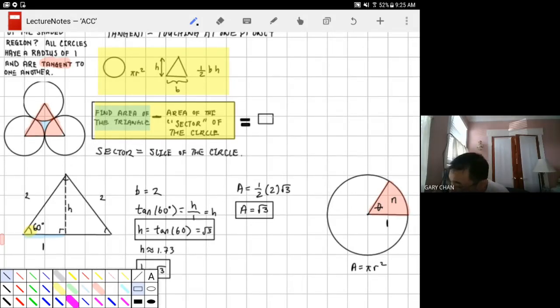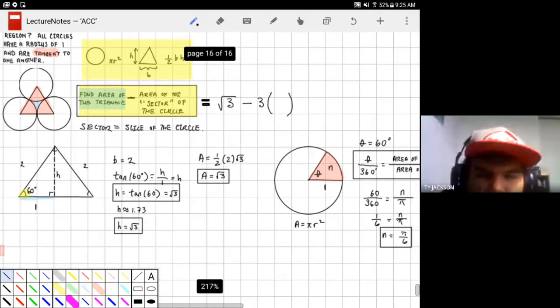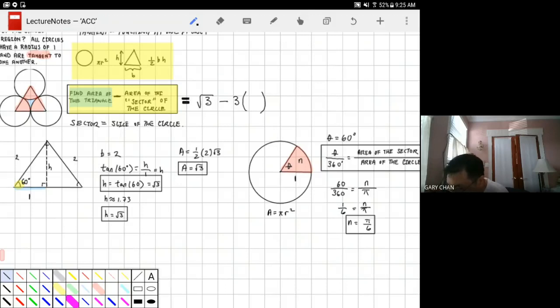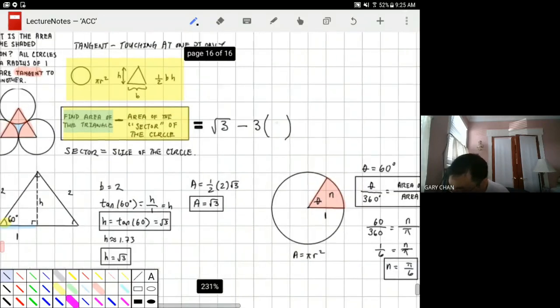So radical 3 is the area of the equilateral triangle, minus. Now I have to subtract the areas of the sectors, right? And as Ty said a moment ago, we have 3 of them. What was the area of the sector one more time? That was the central angle, but what was the area of the sector? Pi over 6. Love that.